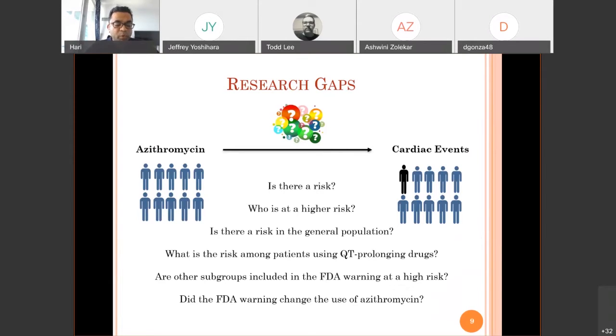And lastly, did the warning have any impact? This was looking at whether, if people believed the evidence and the warning, there was a change in the way azithromycin was prescribed before and after the warning. There was a limited body of evidence looking at that.